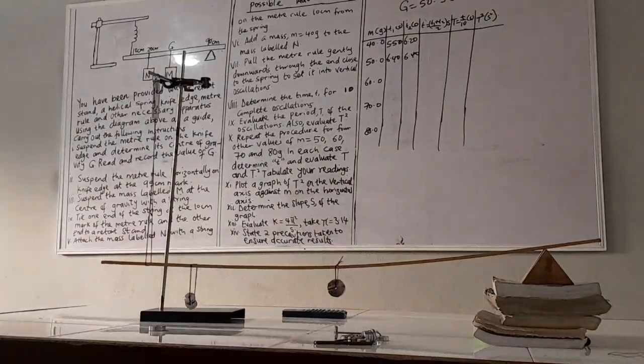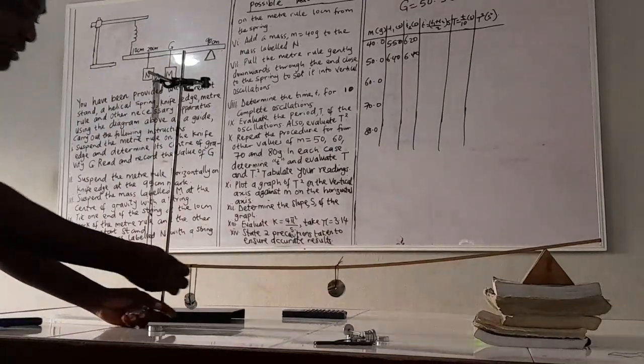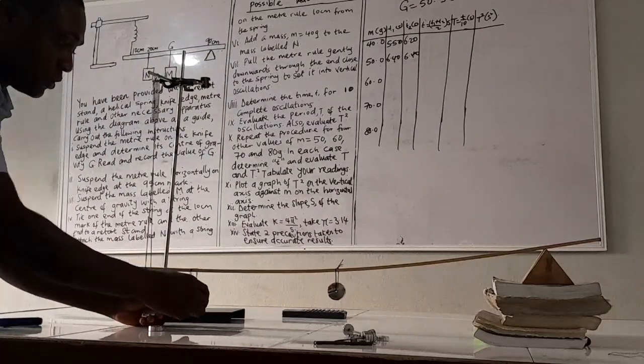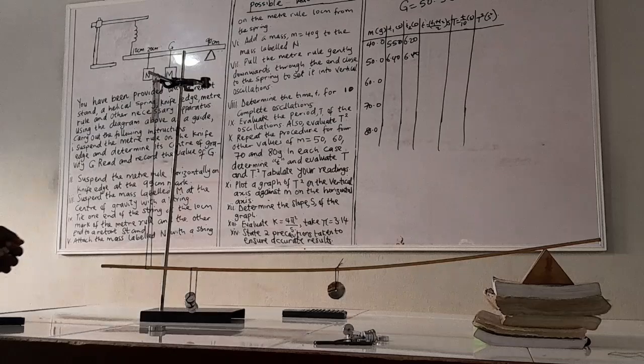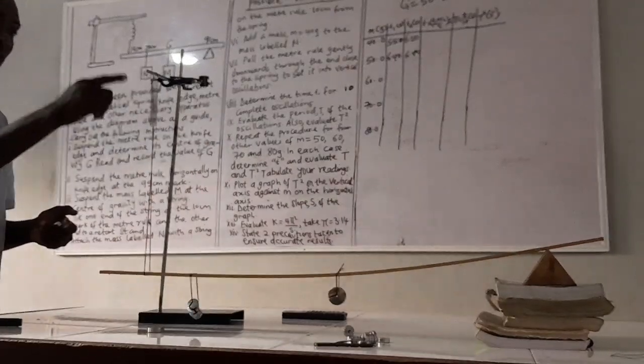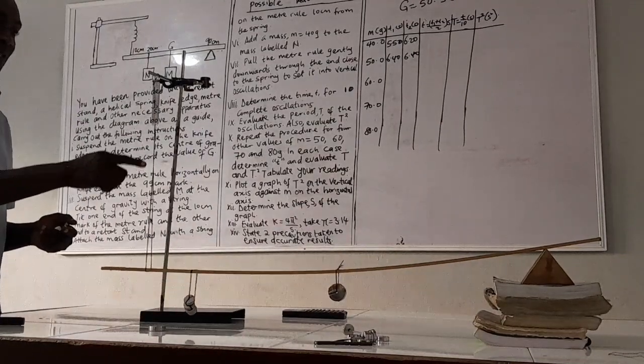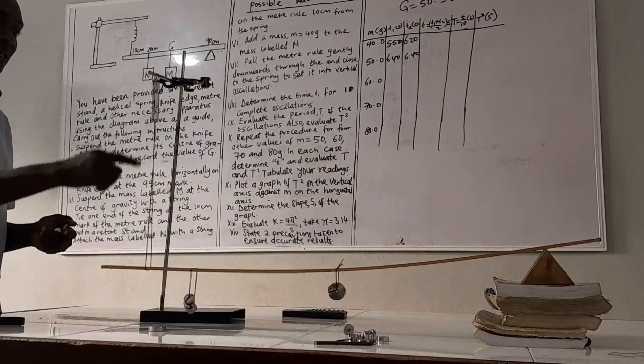So let's go to the next one, 60 gram. For 60 gram, I have another 20 gram mass. Just add it to this to make it 60 grams. So let's set it to vibration. 1, 2, 3, 4, 5, 6, 7, 8, 9, 10.